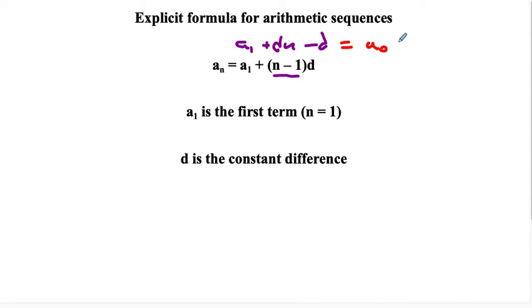The only difference is, because of the n minus 1, we can write it so it has the first term involved. This can be handy if we know information about the first term and not the 0th term.